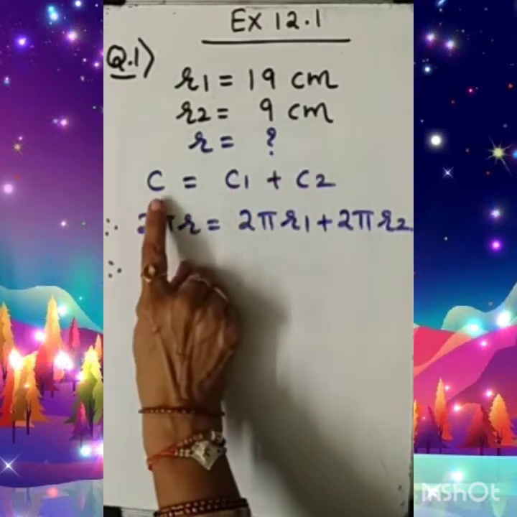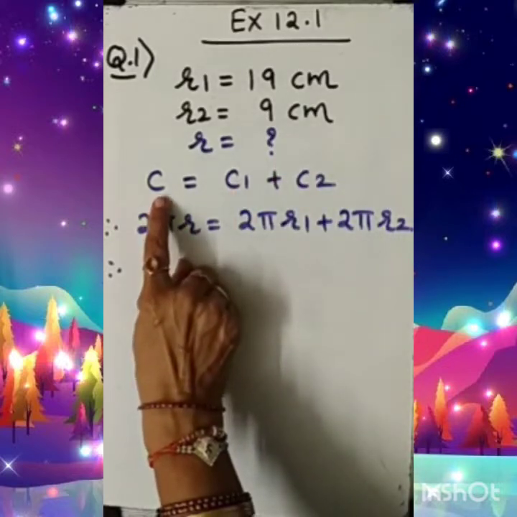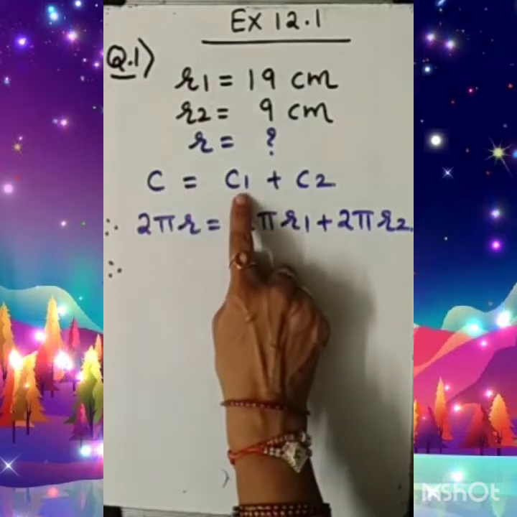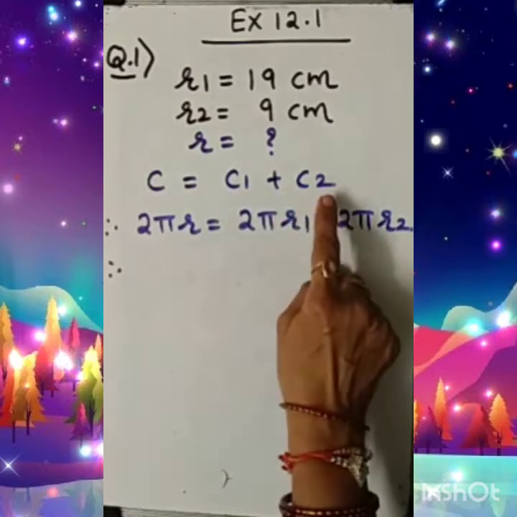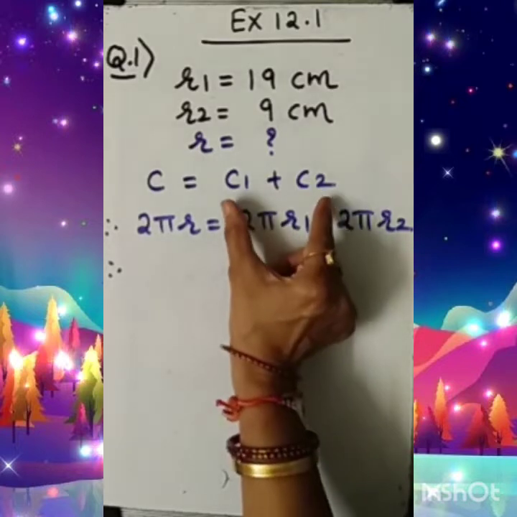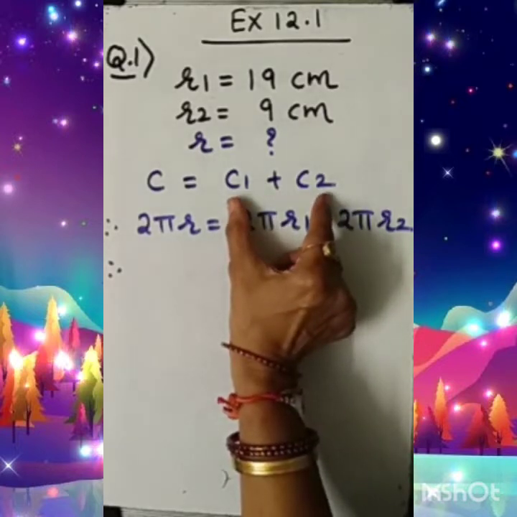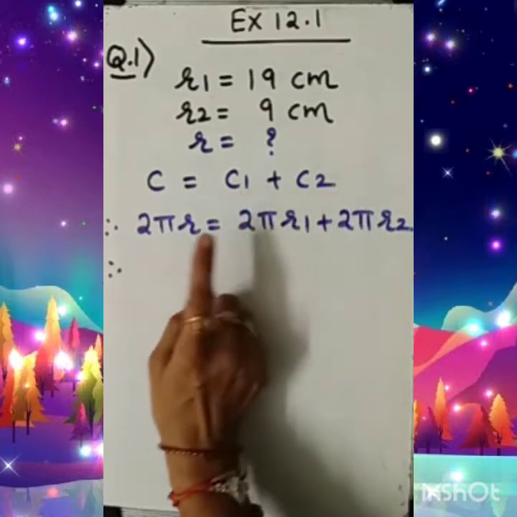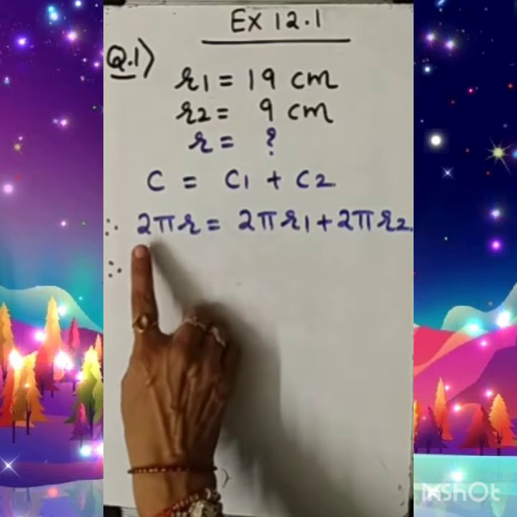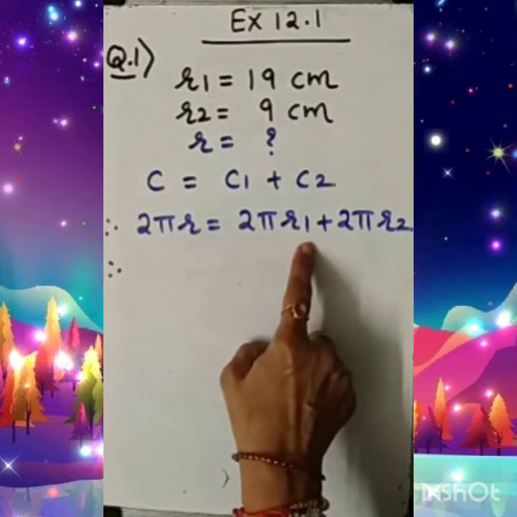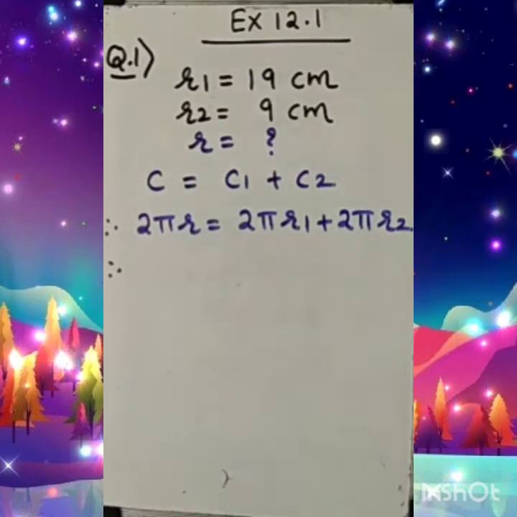As we know, the circumference of the new circle I am defining by C, and the circumference of the first circle with C1, and the circumference of the second circle is C2. As this is already given in the question, we have to add the circumferences of these two circles. Now as you know, the formula to find the circumference is 2 pi r. Similarly 2 pi r1, 2 pi r2. Please keep this in mind, the formula is 2 pi r.